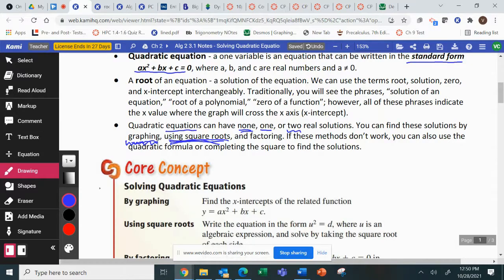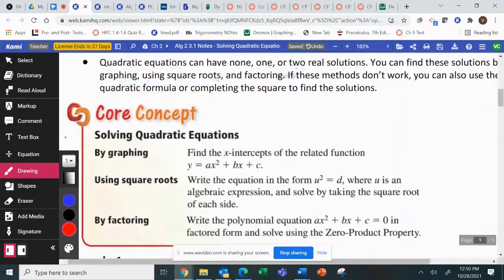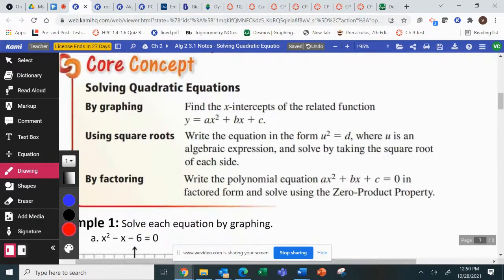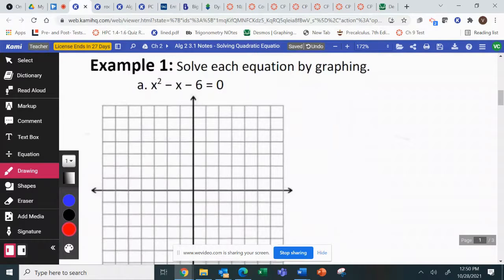Then if these methods don't work, we will go on and learn 2 other methods, but those are different sections in chapter 3, so we're not ready for those yet. So we're going to have 5 different methods of how to solve quadratic equations in chapter 3. 5 different methods. The first 2.5 we've already learned. So let's start by graphing.